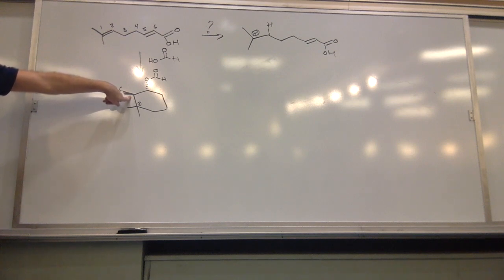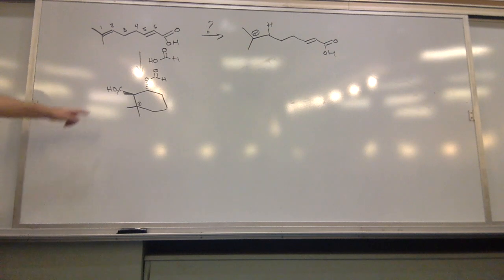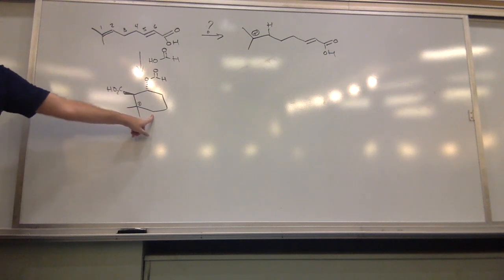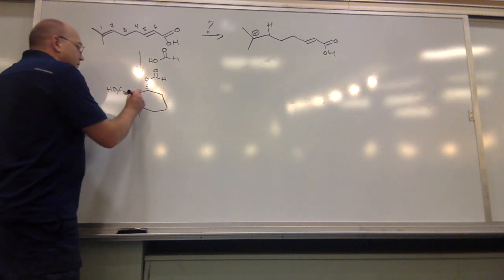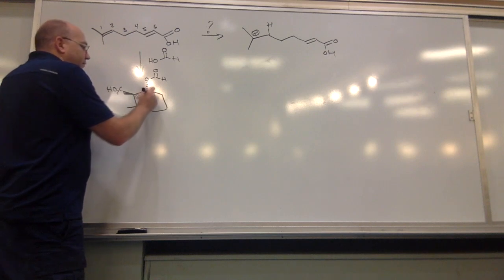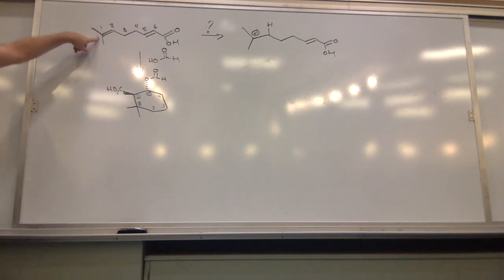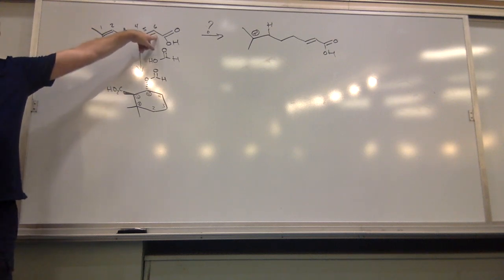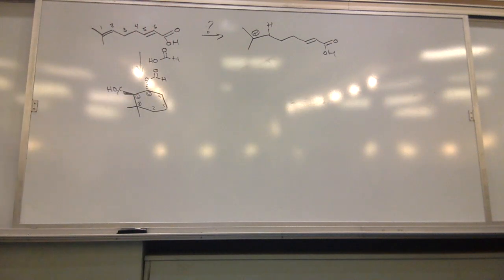I heard 6. Why do you think it's 6? Carbon 6 has a carboxylic acid appended to it. Carbon 2 doesn't have anything appended to it. So there's a good chance that this carbon here will be carbon 6, carbon 5, carbon 4, carbon 3, carbon 2. And so really at the end of the day, the bond that we're looking to make is going to be the bond between carbon 1 and carbon 6. Okay? Make sense?